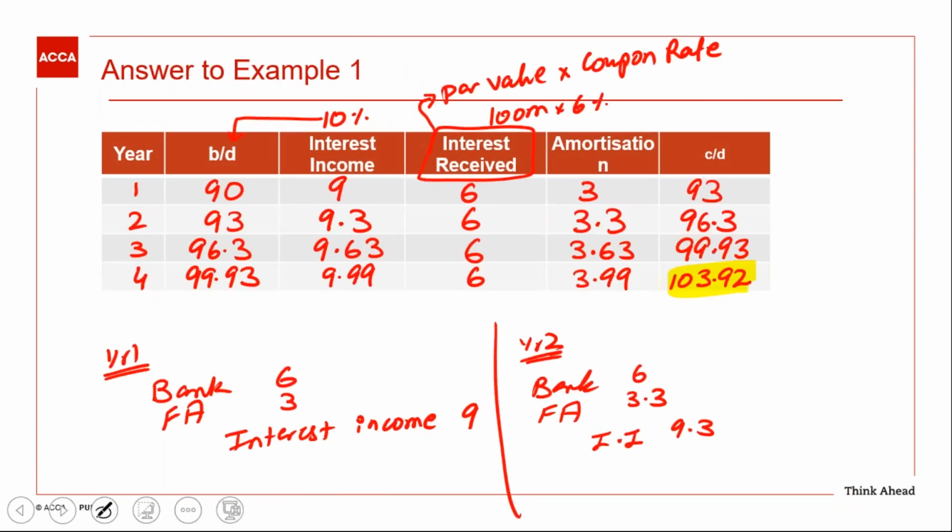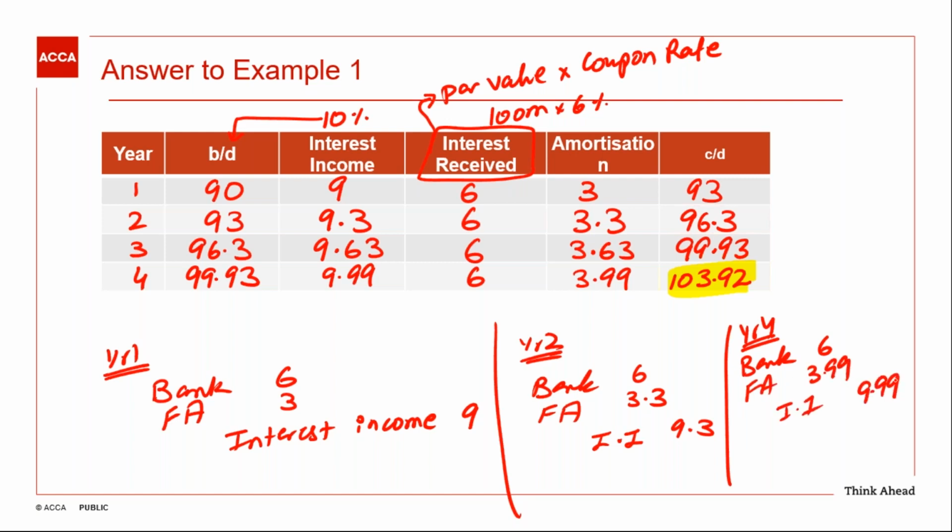Okay, Milos is asking about the closing entry. Milos, at the time of final settlement, the entry will be in year 4. The entry is going to be after the interest. First, we are going to make the entry for the interest: bank debit, financial asset debit, and the interest income credit by 9.99. And then we are going to make an entry as the bank debit and the financial asset credit by 103.92. This is the final closing entry in year 4.